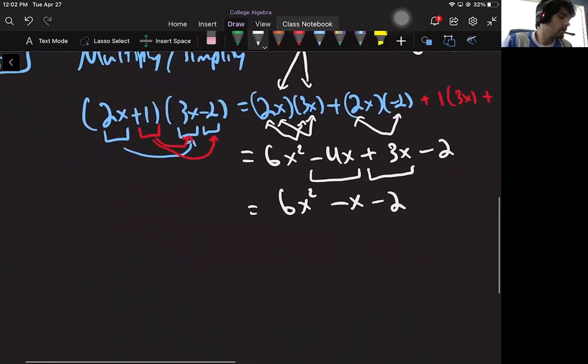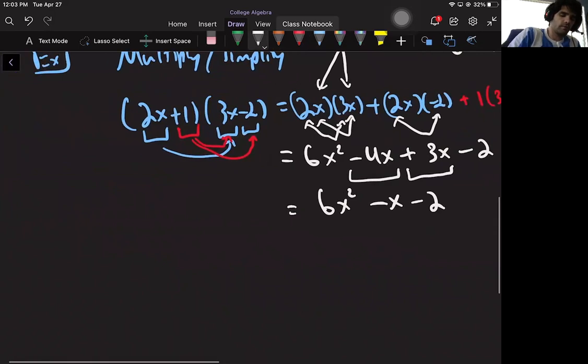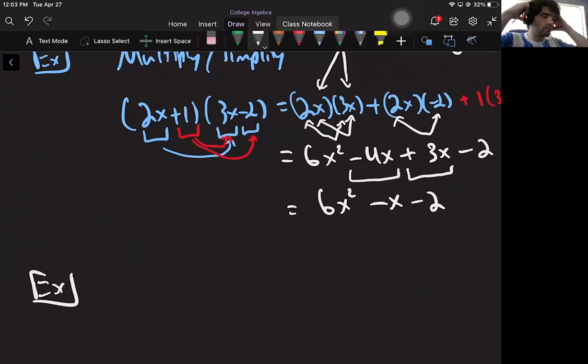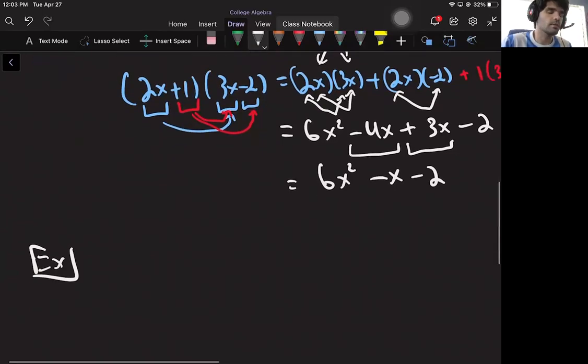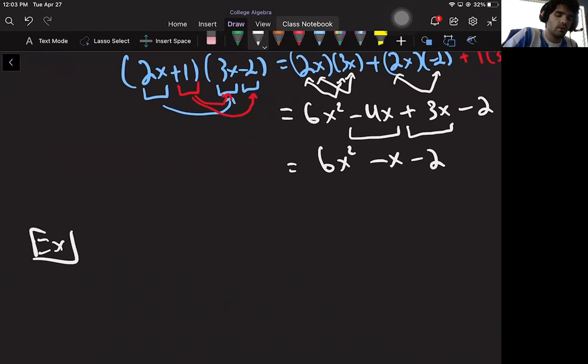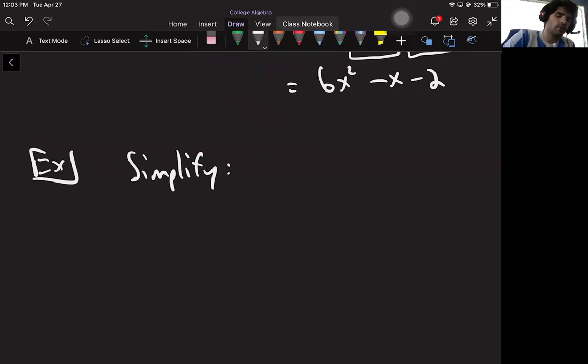That's the key. It can get a little bit more complicated because you can have more terms, more powers of x if you want. You can have as many as you like. It just takes longer and is more annoying to do. But let's do it just for practice. Okay, so let's simplify, aka multiply out this thing.